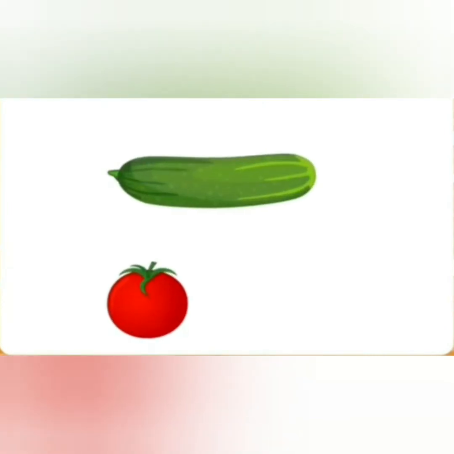Longer, shorter. Say which object is longer and which is shorter. We have a cucumber and a tomato. Which one is longer and which one is shorter? Alright. So the cucumber is longer. So the cucumber is longer than the tomato, and the tomato is shorter than the cucumber.